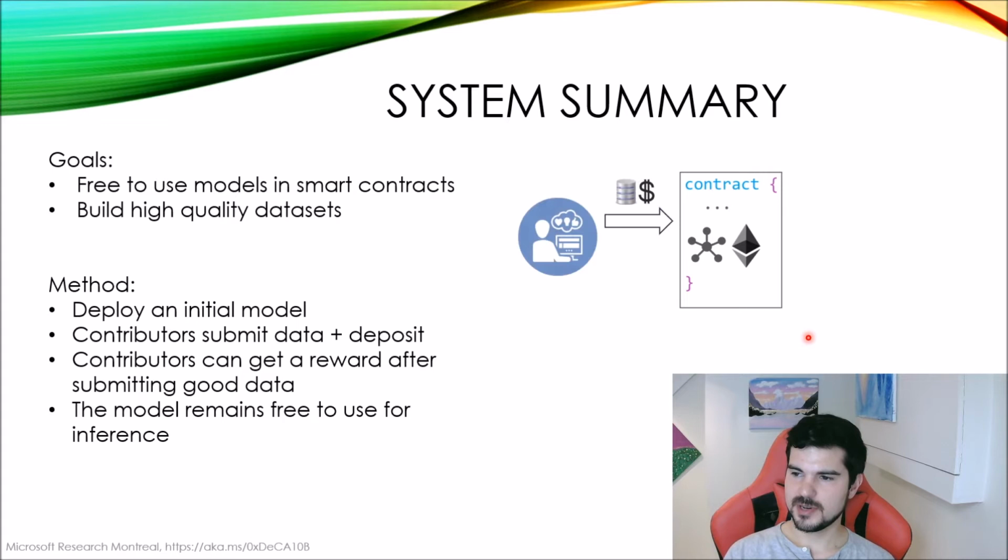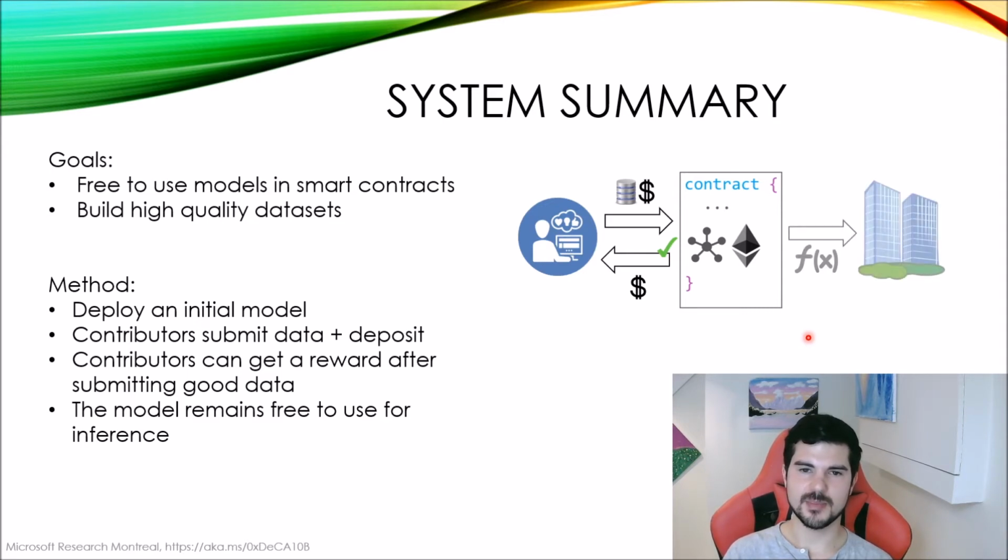So just in summary, people submit data along with a deposit to stake that this data is good. People can get a reward if their data is determined to be good, and the model remains open to use for prediction for free.